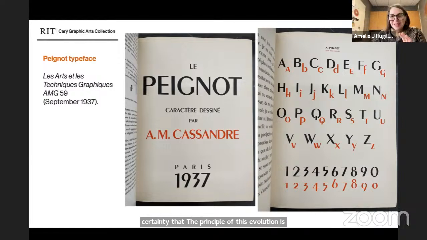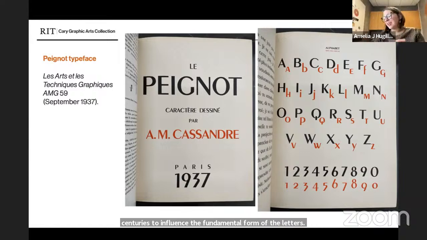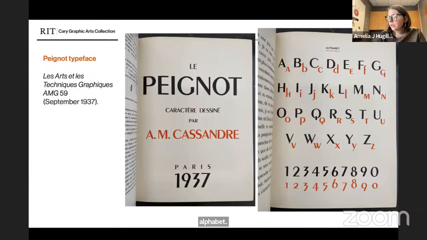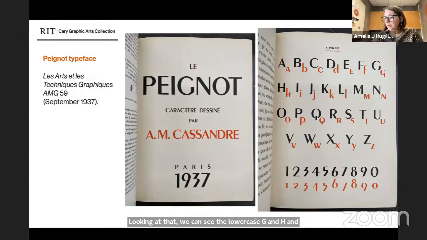He goes on, "The scribes took 10 centuries to deform the Roman capitals. The print shop took 5 centuries to influence the fundamental form of the letters." And essentially, his and Cassandra's logic was to almost abandon the traditional forms of the Latin lowercase alphabet. Looking at that, we can see the lowercase G and H and many of the other ones maintaining the form of their caps. There are only deviations in the article they justified. Those deviations would preserve readability, as in the lowercase I and the J that you see here.